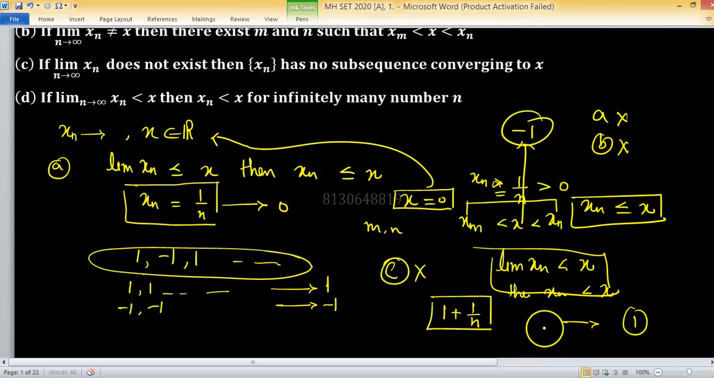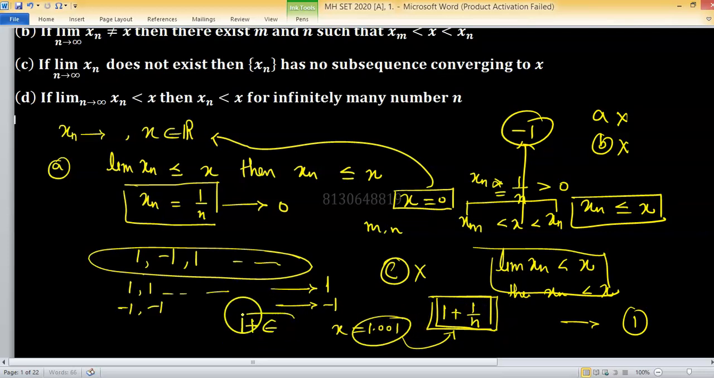If the limit is of xn, suppose we consider x as 1.001, then there are infinitely many terms of the sequence 1 plus 1 upon n that are always less than this. Or you can consider 1 plus epsilon. Consider this x as 1 plus epsilon, then infinitely many terms of this sequence are always less than this. So statement D is true.